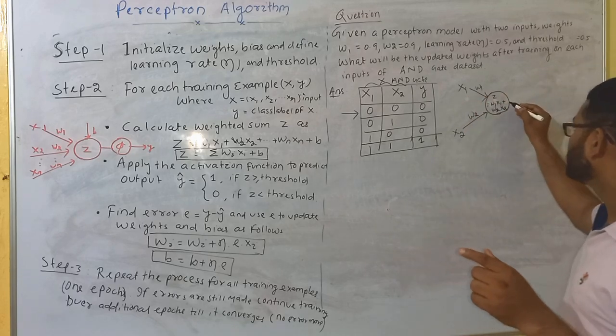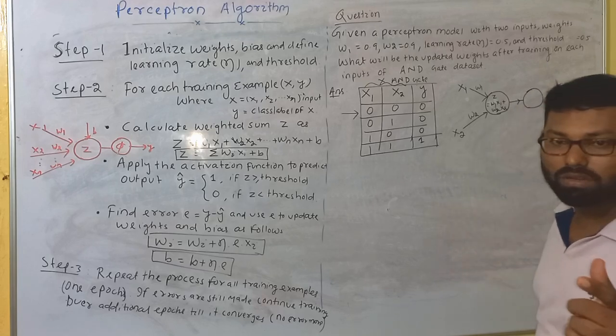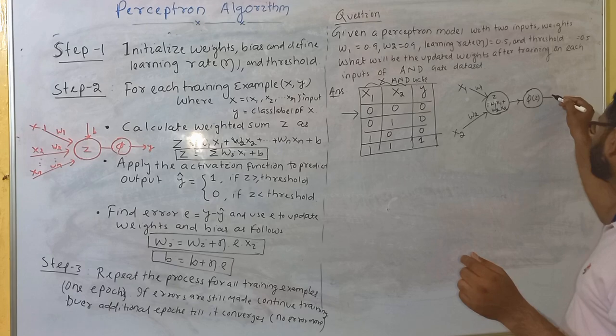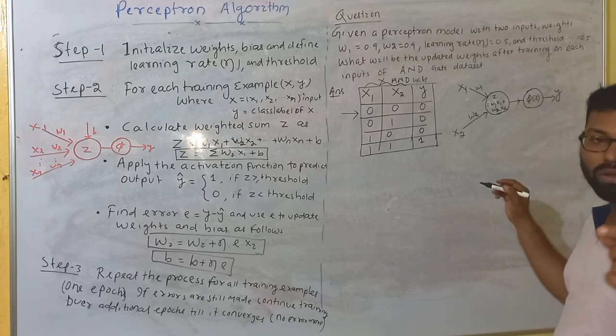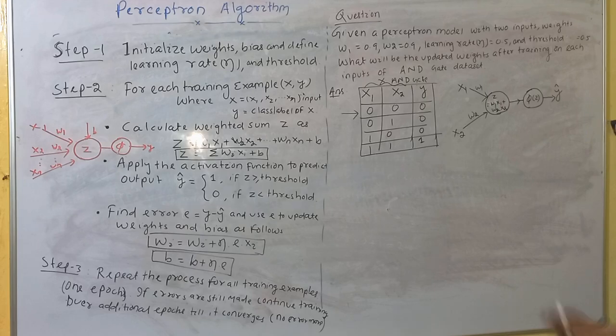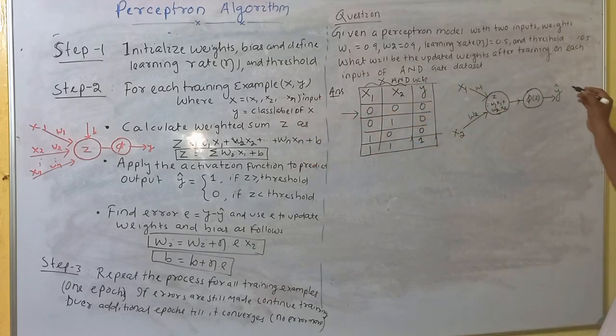After that, we provide this weighted sum value to our activation function. The activation function is going to give you the predicted output. Let the predicted output be y cap. You know that this is a step function: the output is 1 if the z value is greater than or equal to the threshold, and 0 otherwise.